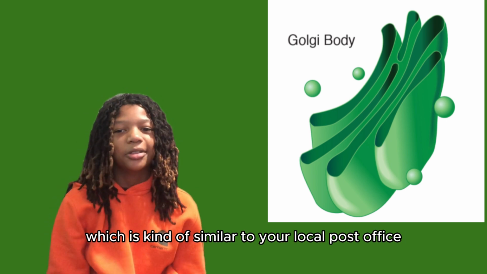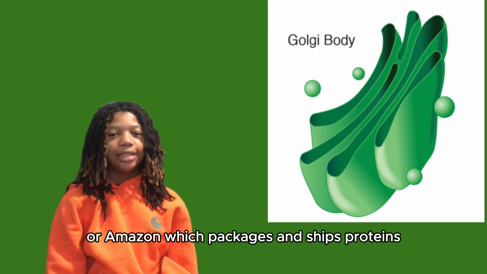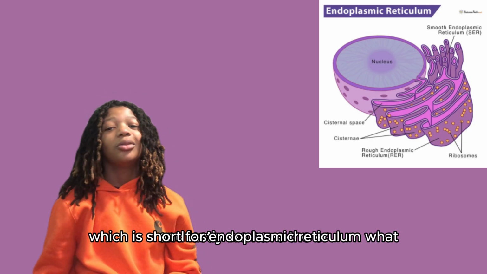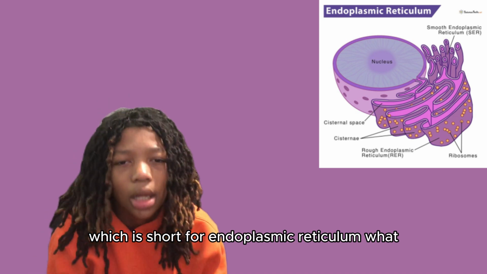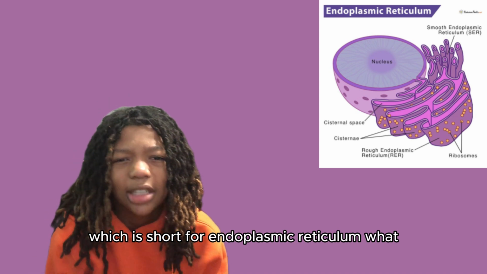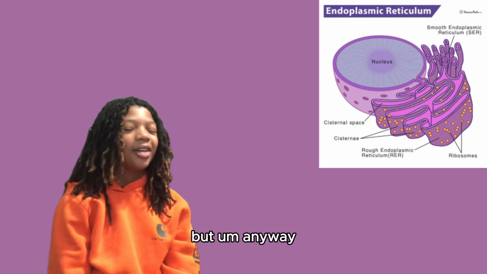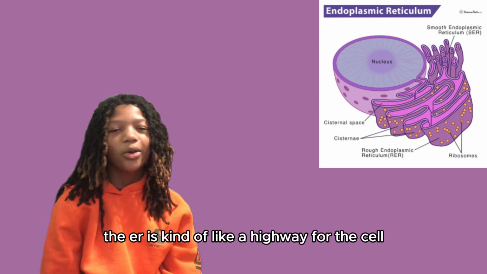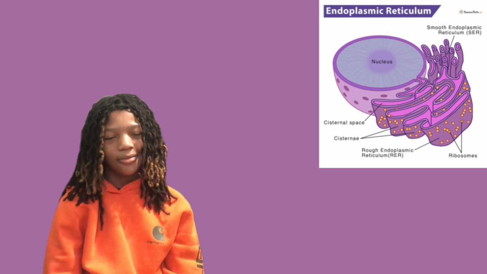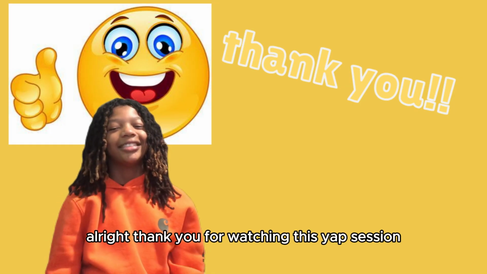Alright, our second to last one is the Golgi complex, which is kind of similar to your local post office or Amazon, which packages and ships proteins. And lastly, we have the ER, which is short for endoplasmic reticulum. What? But anyway, the ER is kind of like a highway for the cell, which transports goods throughout the cell.